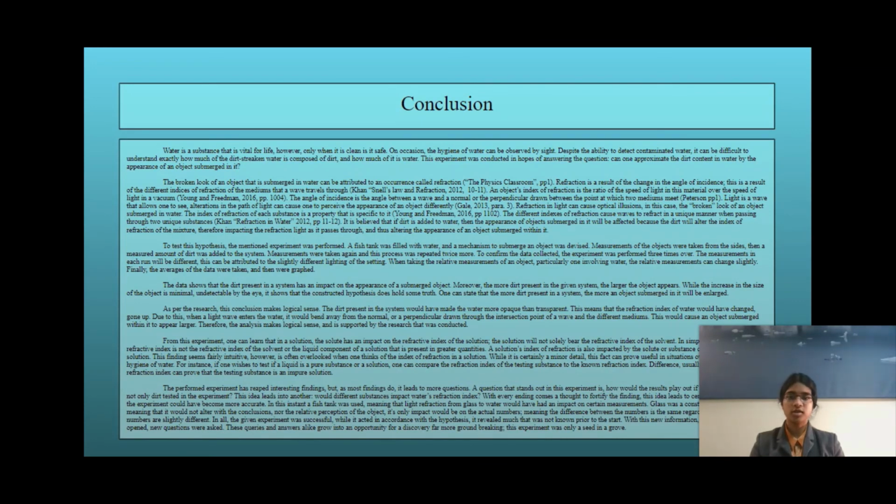Based on the results that were collected and analyzed, the more contaminated water is, the larger an object submerged in it will appear. This means that one can test how contaminated water is based off of how large an object appears in it in comparison to how large an object appears in pure water.